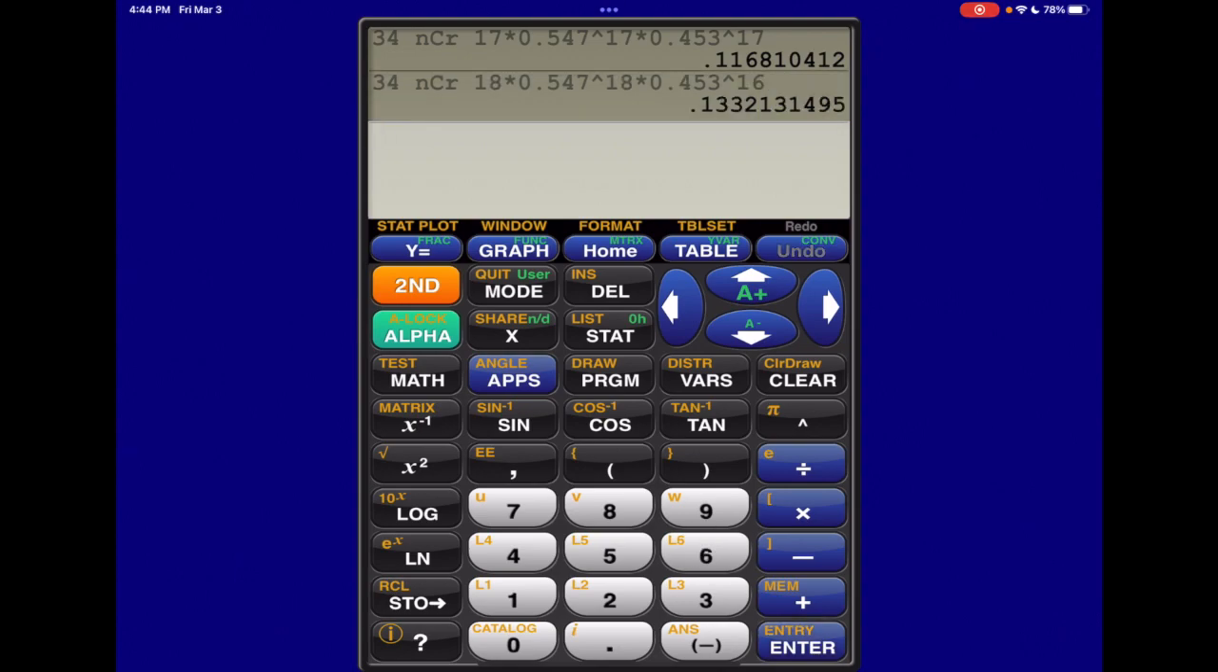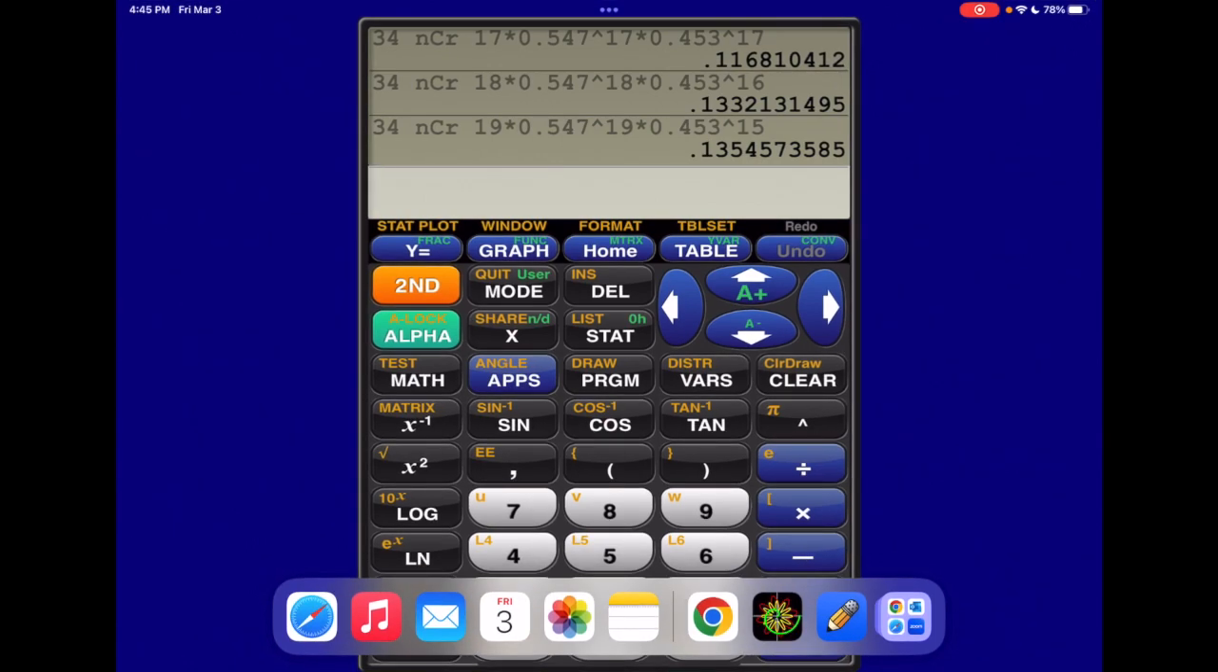And now we have P of 18, but we did it real quick because we just edited the last one. Second enter, do it again. Now we want 19, so n choose 19, p to the 19th, q to the 34 minus 19, which is 15, and then we get our third one. So we get all three of those kind of quick, and that's important when you're trying to do this formula over and over again. Cut out some of the tediousness by making quick changes to your previous calculation.